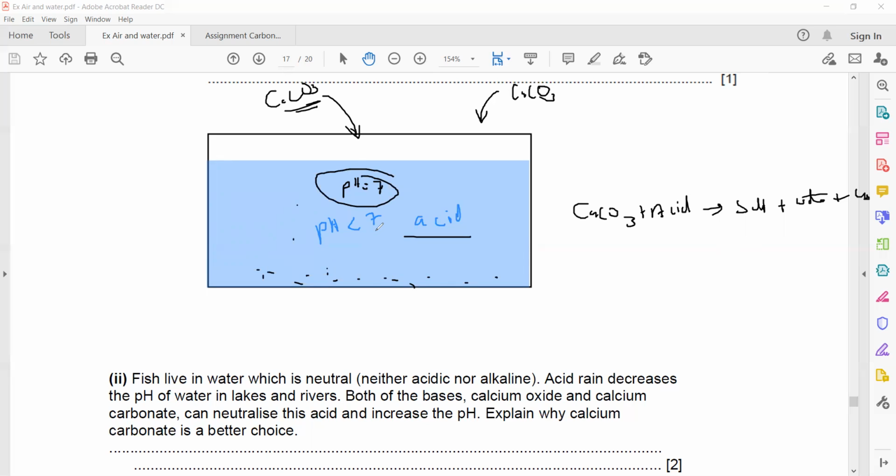So the advantage of using calcium carbonate, when you're adding it to acidic water, is that it reacts with that acidic water and neutralizes it. Once all of the acid is used up, the calcium carbonate cannot react with any other substance and it is insoluble in water, so it does not affect the pH of the water.